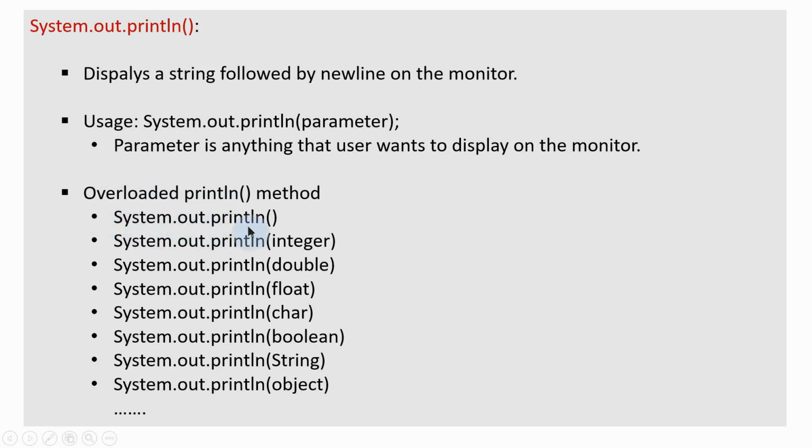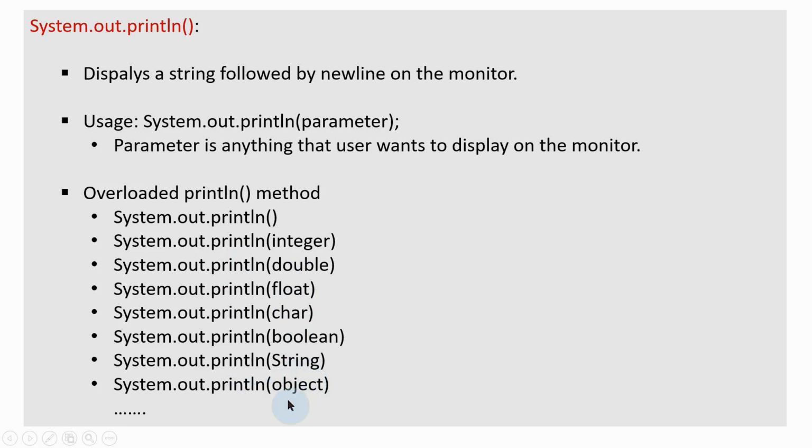The first one is the println method without any parameter. If you use it like that, the cursor will automatically move to the next line on the monitor. Then we can provide an integer as the input for the println method, and that integer will be displayed. In the same way, you can display a double value by using println, a float value, a character, a boolean value as well as a string, and also an object can be displayed.